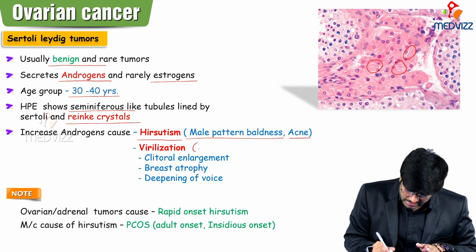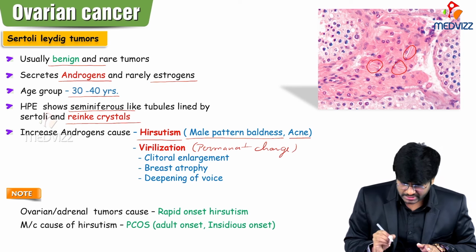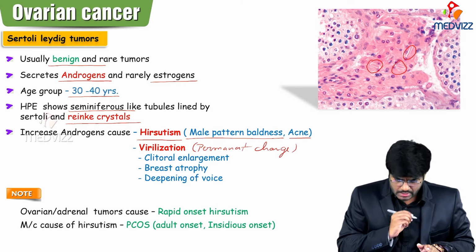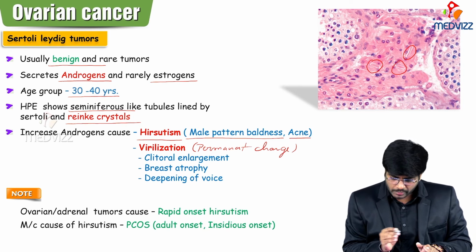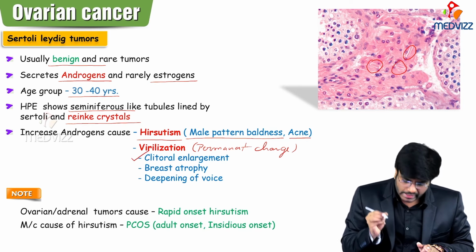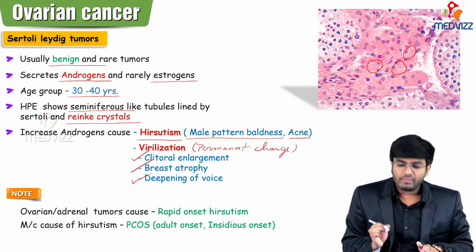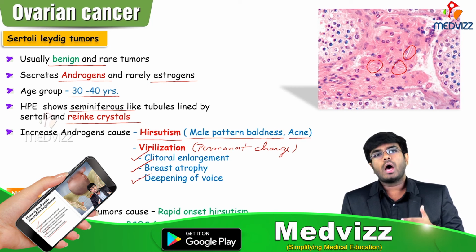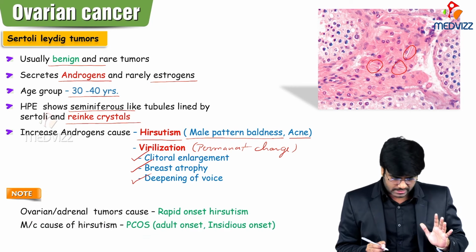This virilization is a permanent change. What all will you have in virilization? These are the permanent changes, which include clitoral enlargement, breast atrophy, and deepening of the voice. So these are the more severe changes which are seen with virilization.